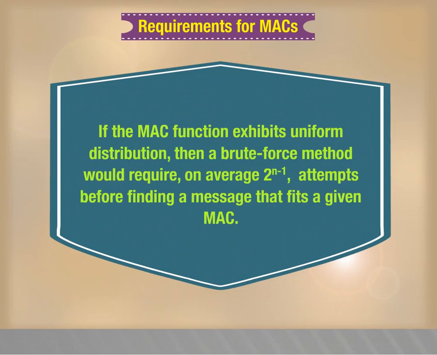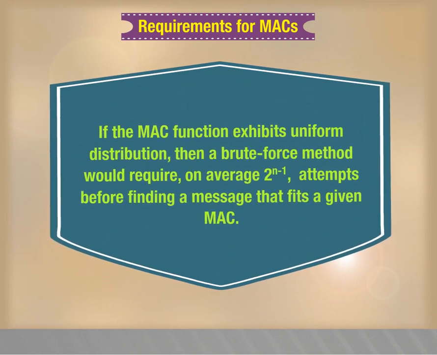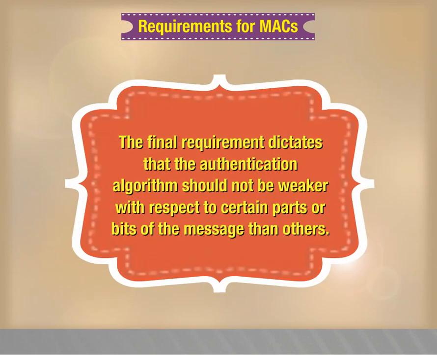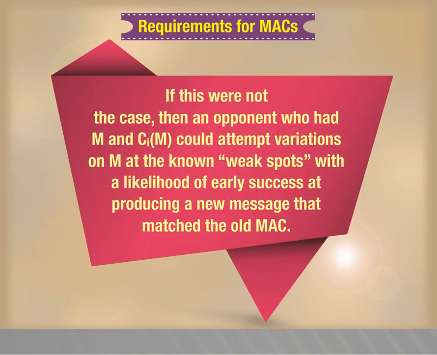If the MAC function exhibits uniform distribution, then a brute force method would require, on average, 2^(n-1) attempts before finding a message that fits a given MAC. The final requirement dictates that the authentication algorithm should not be weaker with respect to certain parts or bits of the message than others. If this were not the case, then an opponent who had M and C_K(M) could attempt variations on M at the known weak spots with a likelihood of early success at producing a new message that matched the old MAC.